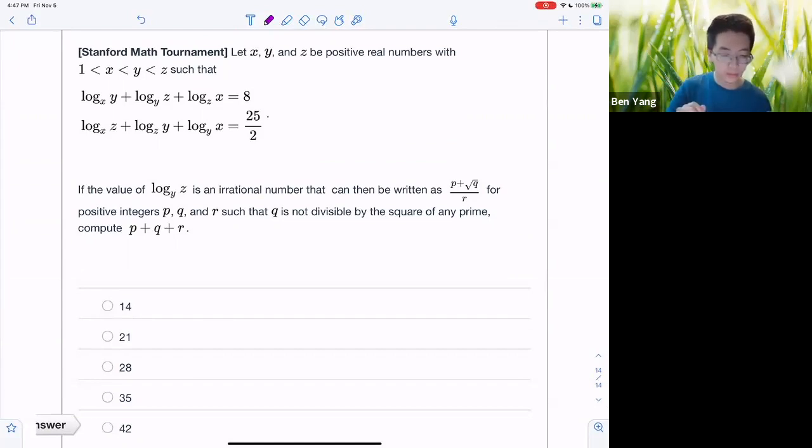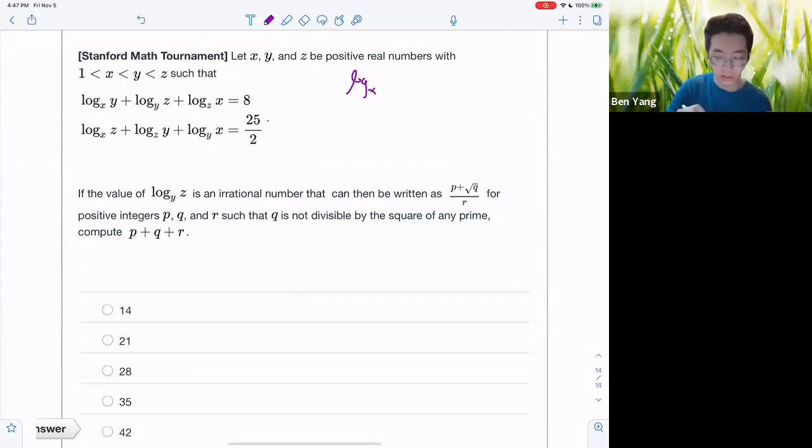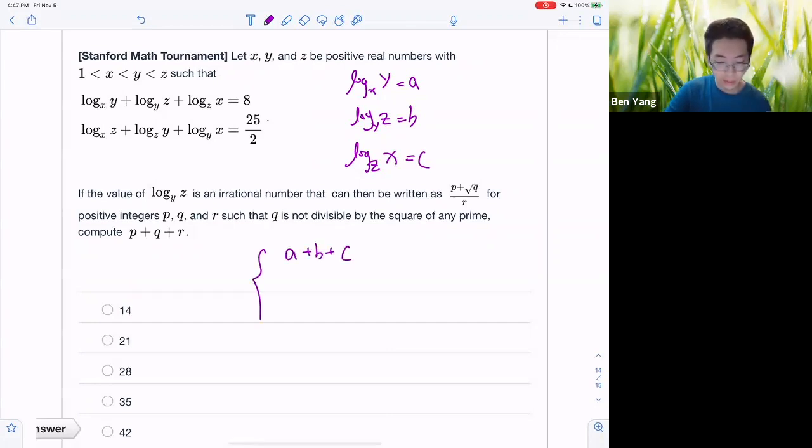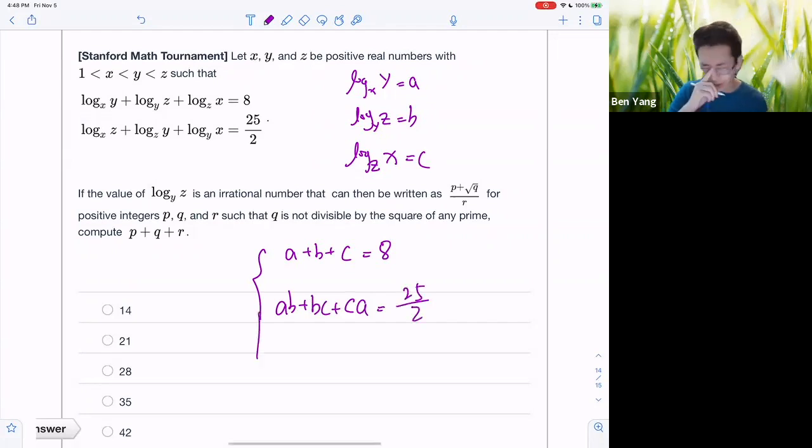Again, let's do change of variable. This time, let's do log X of Y is A, log Y of Z is B, log Z of X is C. What do we have? A plus B plus C, that's 8. We also have, what is log X of Z? That's log X of Y times log Y of Z, right? So AB. So it's like AB plus BC plus CA. That's 25/2. Of course, again, we have the product ABC, which is 1.